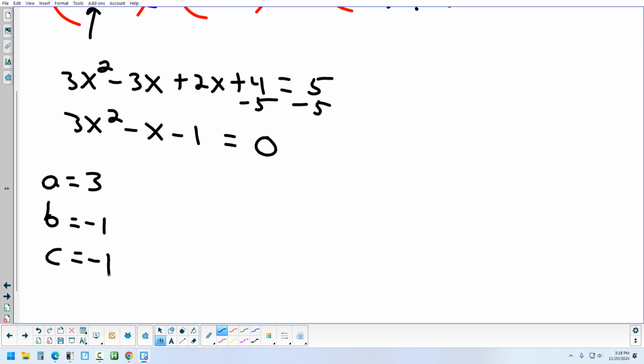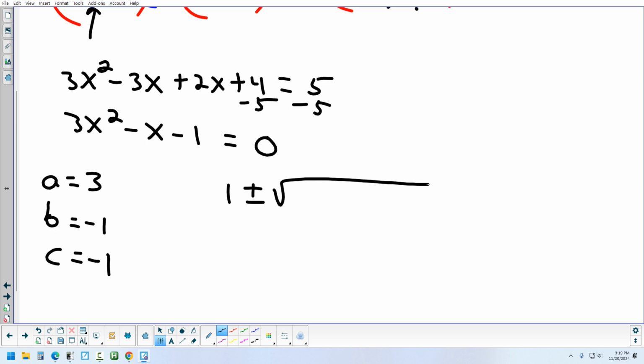So now, can you start to fill in the quadratic formula using those values? Yep. First thing in the quadratic formula is negative b. So it's going to be negative negative 1. Yep. And then it's going to be plus or minus the square root. Yep, that's good so far. Negative 4.